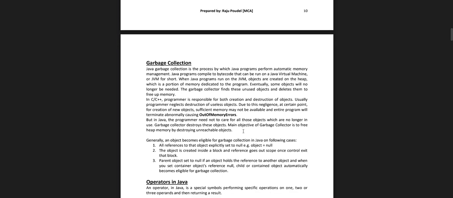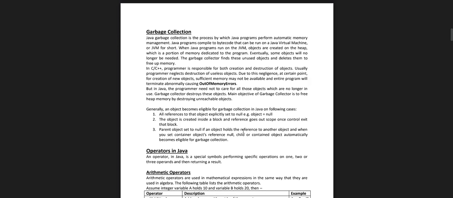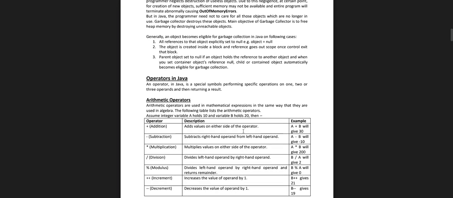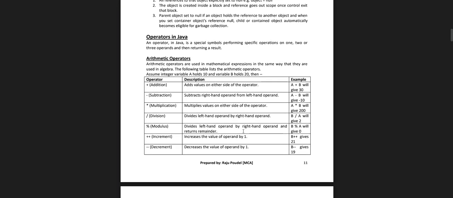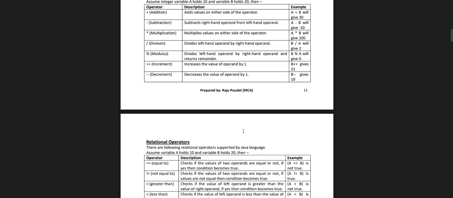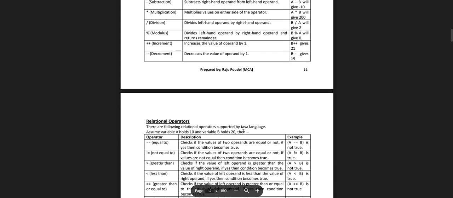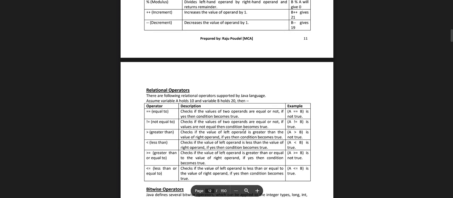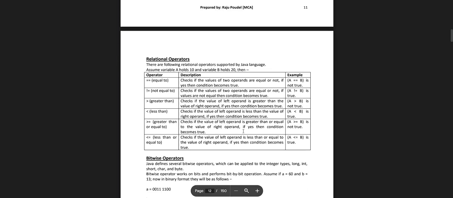Operators in Java. An operator in Java is a special symbol performing a specific operation on one, two or three operands and then returning a result. Arithmetic operators: plus, minus, multiplication, division, modulus, increment, decrement. Relational operators: equal to, not equal to, greater than, less than, greater than or equal to, less than or equal to.